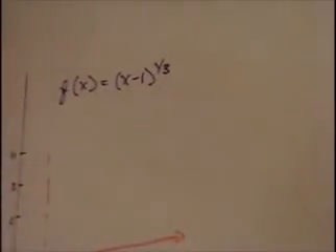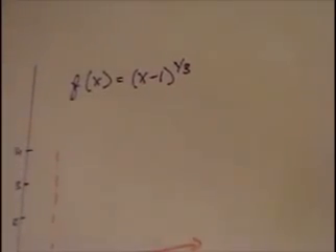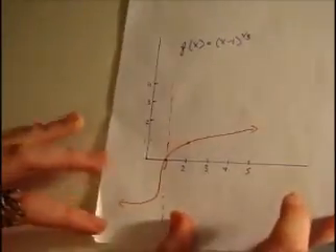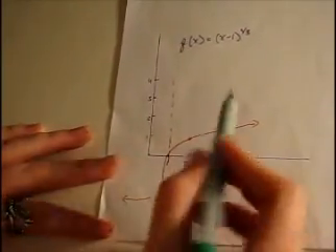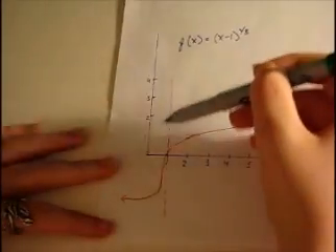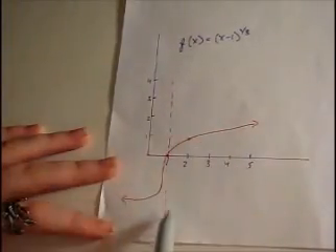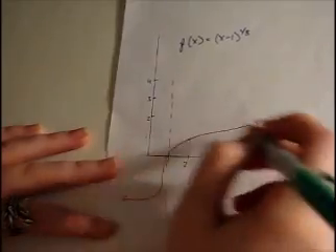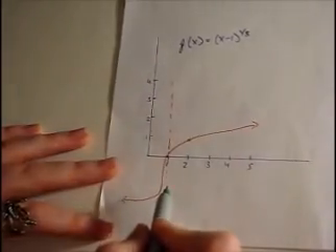Alrighty. Let's look at the next example. You have f of x equals x minus 1 to the 1/3. And what this gives you, and this is kind of a wonky graph, but what you're going to get is this kind of a graph where it turns vertical here. That's what this line means. It's supposed to be vertical here. Okay?